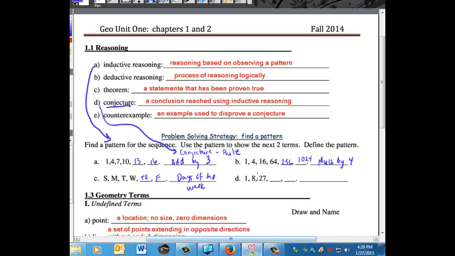And then last we have 1, 8, and 27. And at first you might think, hey, I'm not really sure, I don't see that pattern. Well, let's think about 1 to the third power is going to be 1. What about 2 to the third power? Well, 2 to the third power would be 8. And then 3 to the third power would be 27. So it looks like we're doing cubes, or I can show that as n, our number, raised to the third power. And so 4 to the third power would give me 64, and then 5 to the third power, that's going to give me 125.